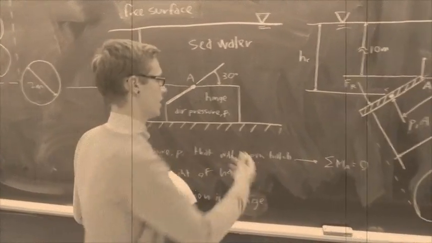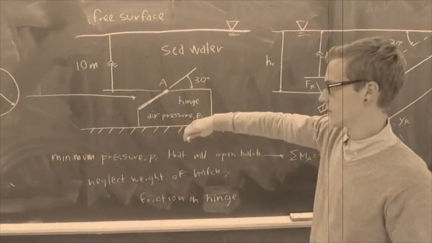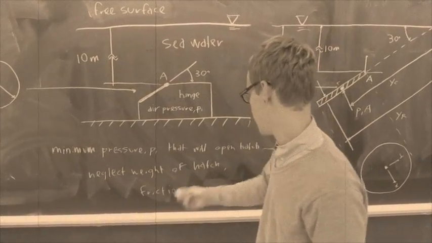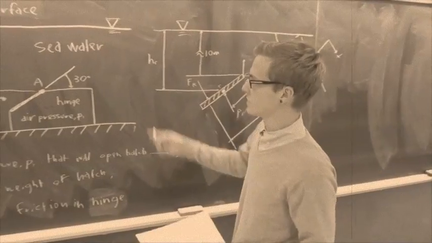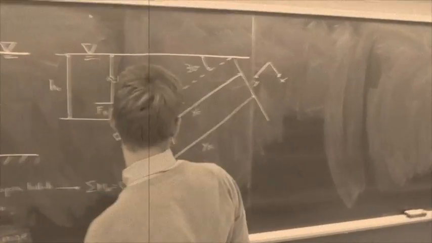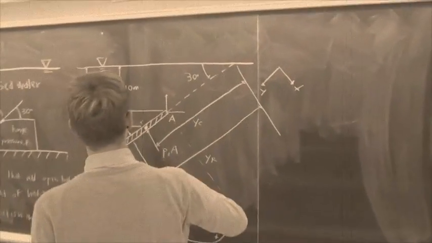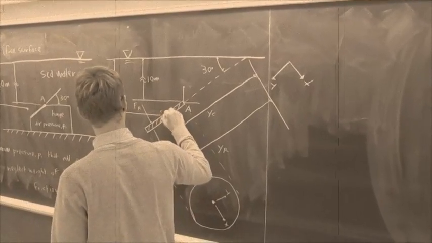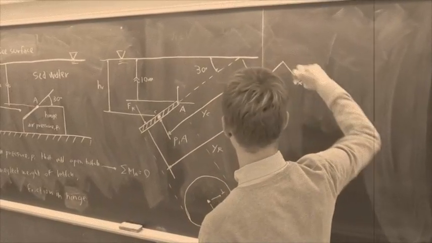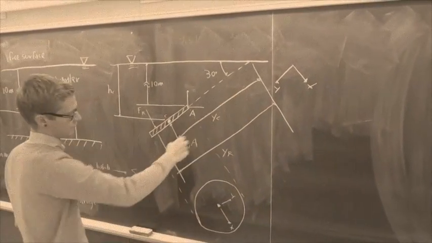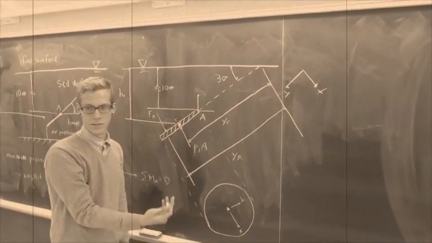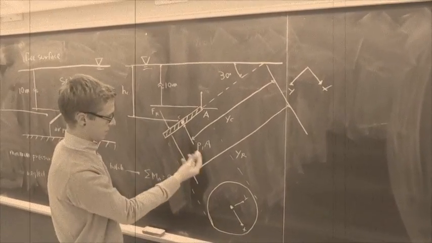Essentially what they're asking for is when the moments about point A will be 0, which will allow the hatch to swing freely and swing open. The problem tells us to neglect the weight of the hatch and the friction in the hinge. So from this diagram, you can obtain this. 10 meters you know. From there, you know this angle is 30 degrees. Then here's the centroid at the center of the object. Orienting your axis like this with the y in this direction and the x in this direction, you have yc traveling to the centroid of the object, which is where P1A acts, which gives you the force due to the pressure acting through the centroid of the object.